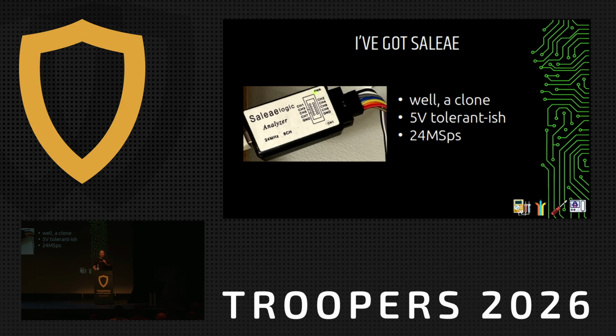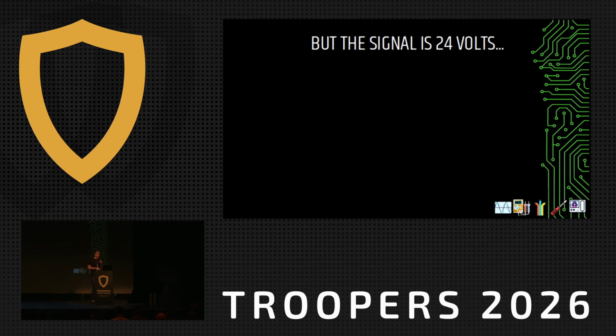So I've got this thing. I think these days you can get one of these for like €5 wherever people buy stuff these days. It's a clone. It can kind of tolerate 5 volts, according to my own experience and anecdotal reports on the internet. Officially, it's I think 3.3 volts, and it's 24 megasamples per second, which is amazing. We'll get back to that later. But the signal is 24 volts, which is way above 5 volts. So you need to understand how it's going to work. Now, the tolerance on the Saleae is it registers low when the voltage is under 0.8 volts, and it registers high when the voltage is 1.2 volts or higher.